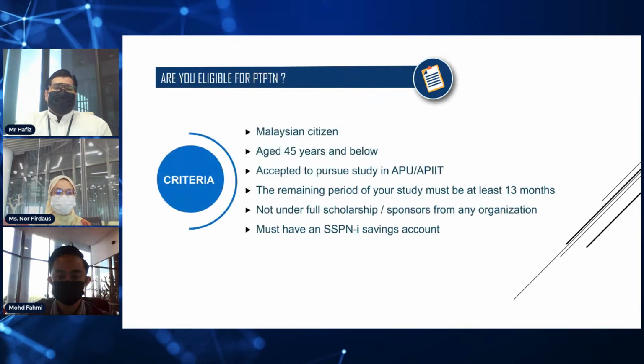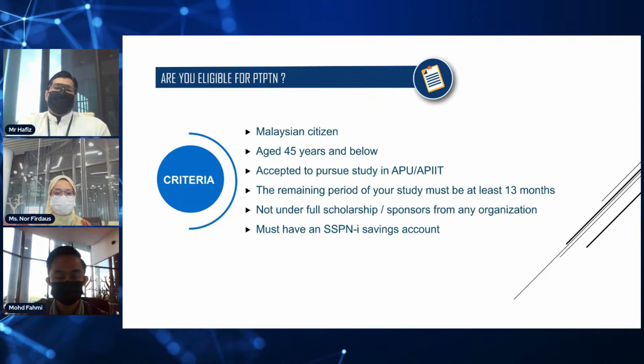And then what's the criteria for you to apply for the PTPTN loan? So you must be a Malaysian citizen. Secondly, you must be aged 45 years and below, and you are accepted to continue study in APU or APIT. And also the remaining period of your course must be at least 13 months.